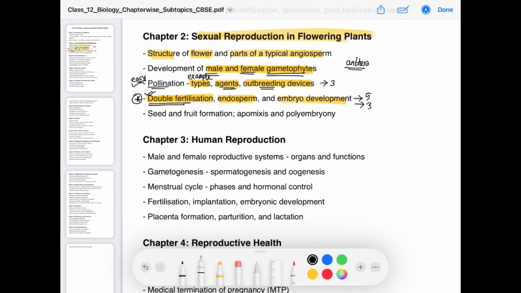The last part, which is also quite easy, is seed and fruit formation. You have to know about the endospermous seed and the non-endospermous seed, and then the fruit development also. The last portion is apomixis and polyembryony. Here the definitions are important, and also why apomixis is important, that is a very important question, and it comes in 3 marks. So prepare it well.